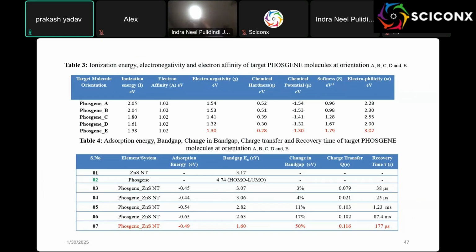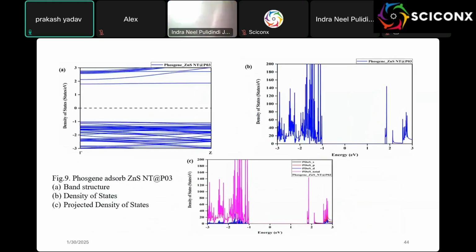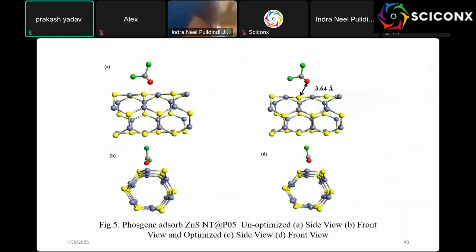That's why I go to the second position, and the last position, which is highlighted in red color. The adsorption energy is around minus 0.4 electron volt, the band gap reduction is 50%, the charge transfer is higher, and the recovery time is in microseconds, 177 microseconds I got. And I confirm this is the best position to detect my Faustian molecules. And I want to find the reason.